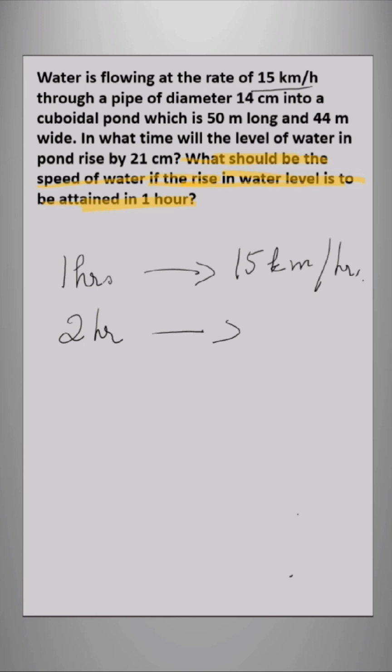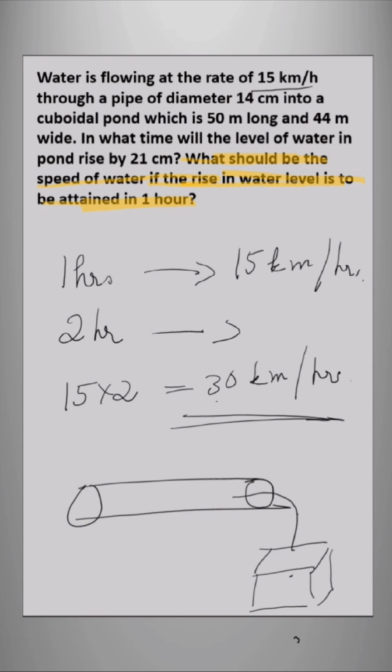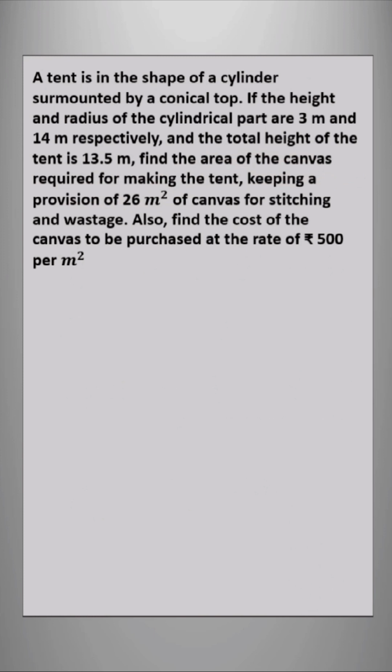It should be attained in 1 hour. 15 into 2, that is 30 kilometer per hour. If water flows through the cylindrical part at 30 kilometer per hour, in 1 hour the cuboidal tank fills up by 21 centimeter.